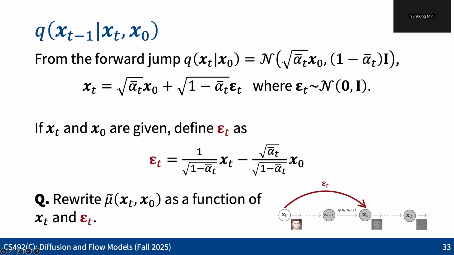Which means that now we can define this epsilon t, which is defined based on the xt and the x0. The meaning of epsilon t is the standard Gaussian noise that results in the jump from the x0 to the xt, right? So you can define the epsilon t with the xt and the x0 here as well, right? So now we can also consider redefining this mean function, not with respect to the xt and the x0, but with respect to the xt and epsilon t.